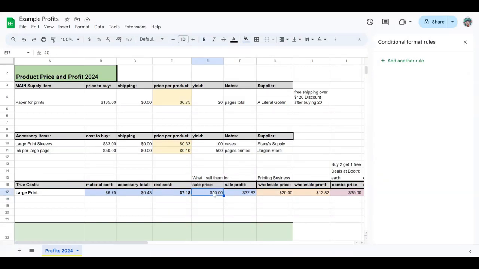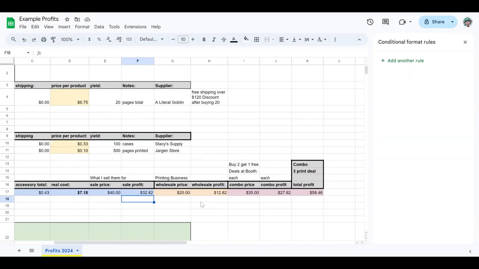Because let's say you sell one print for $40. You go over here for sale profit, and you put equals E17, which is your sale price, this one right here, minus D17, which is your cost. Sale price minus your cost equals your profit. And it's already in there, so you just have to put in your own numbers for everything, and it'll do the math for you. You don't have to figure out how to do that.